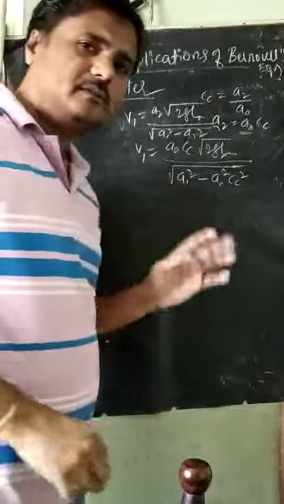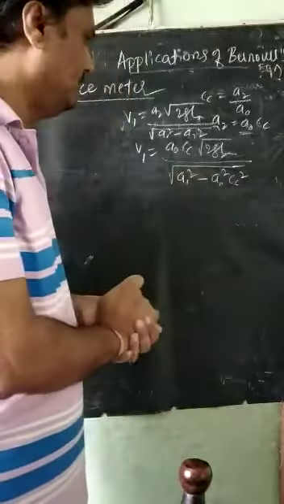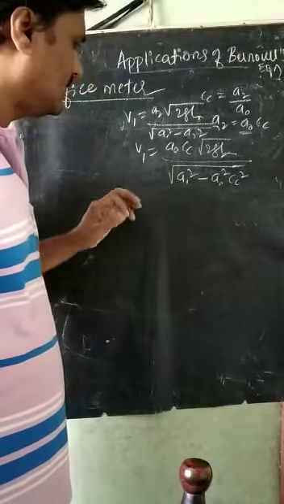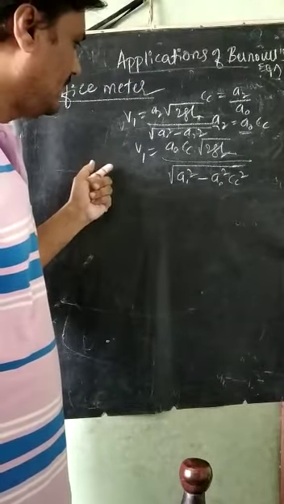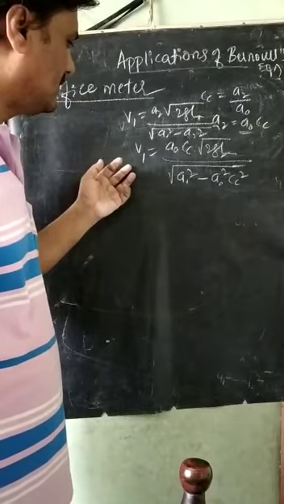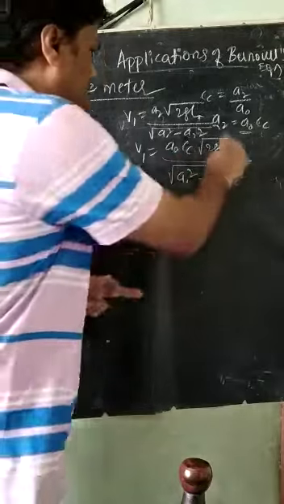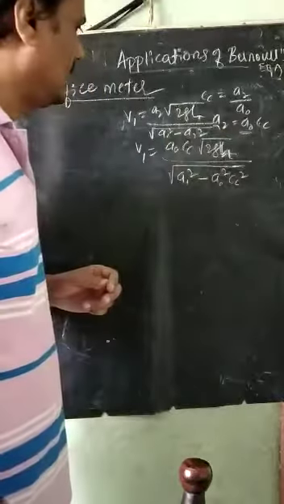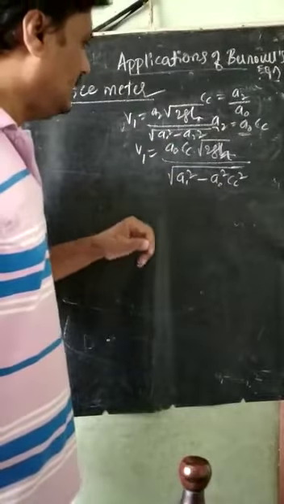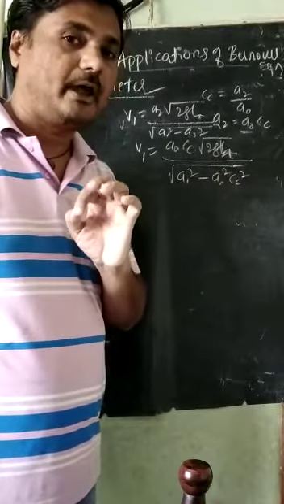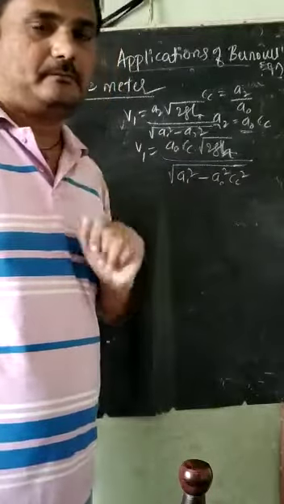Now this derivation has almost been completed, but what remains is this. We are not having any problem with A1, g, h and A0. We are having a problem with Cc, the coefficient of contraction. It will be found by experiments.